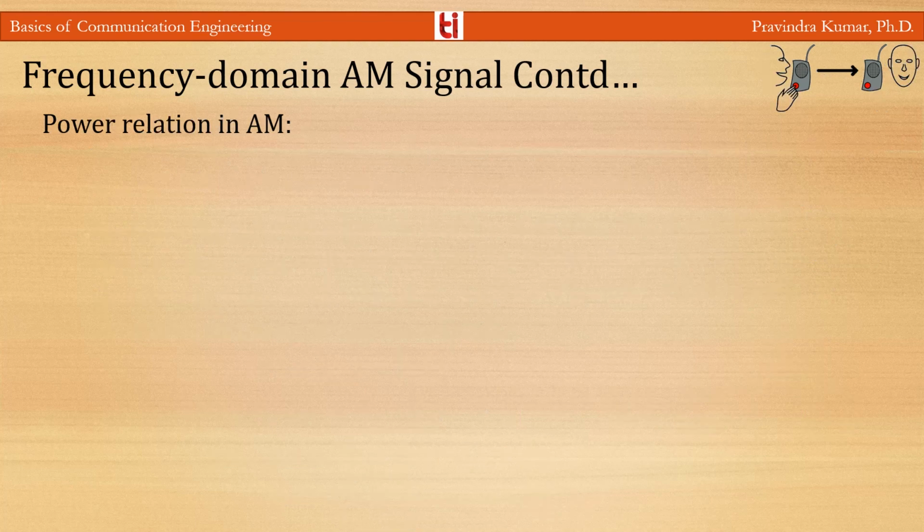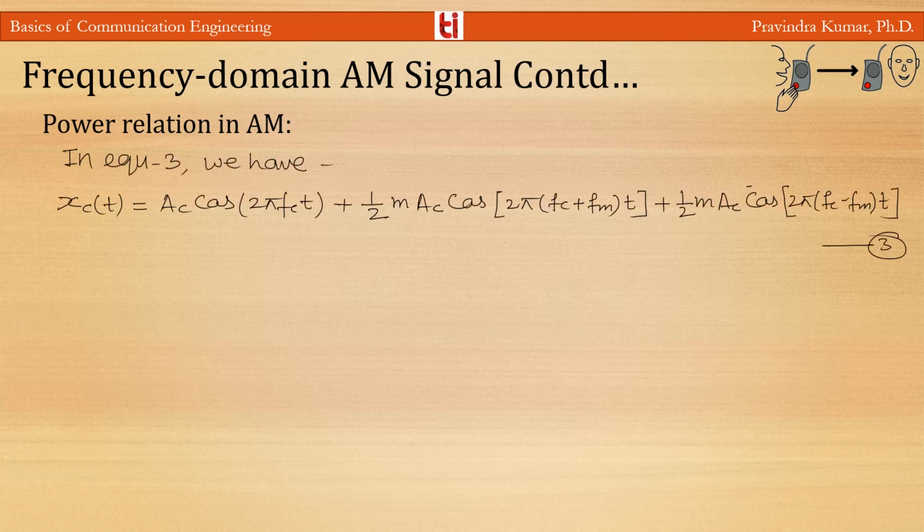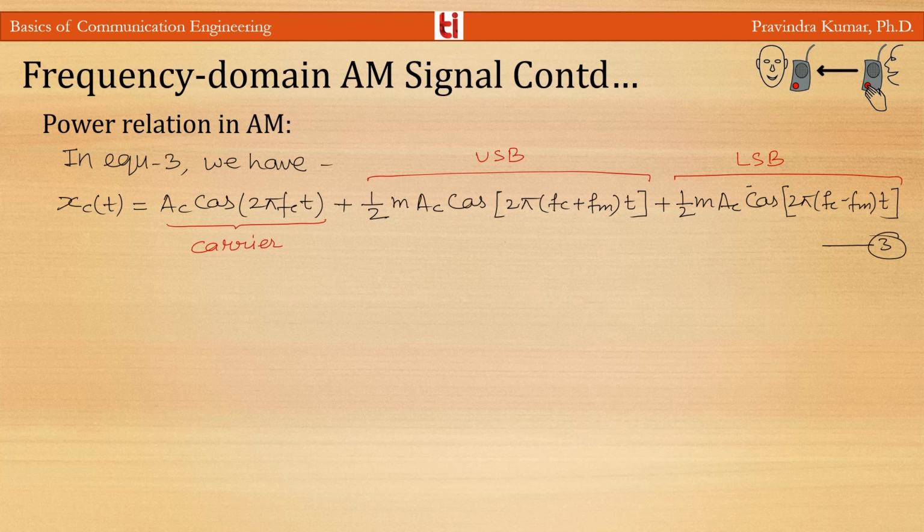Now the power relation in AM. From equation 3 we know x(t) is Ac cos 2 pi fc t plus mAc by 2 cos 2 pi (fc plus fm) t plus 1 by 2 mAc cos 2 pi (fc minus fm) t. Here this is the upper sideband, this is the lower sideband, and this is the carrier. Three components are there. This AM wave is the voltage or current wave. An AM wave consists of a carrier and two sidebands, lower sideband and upper sideband.